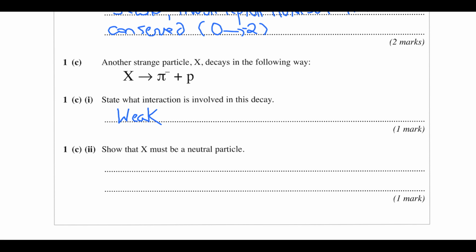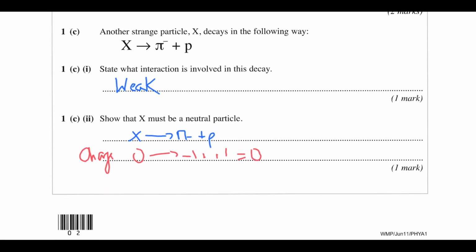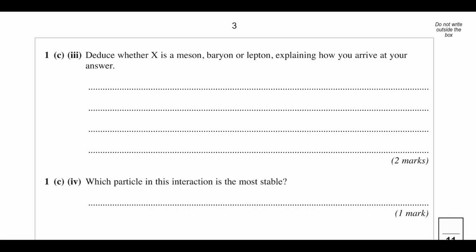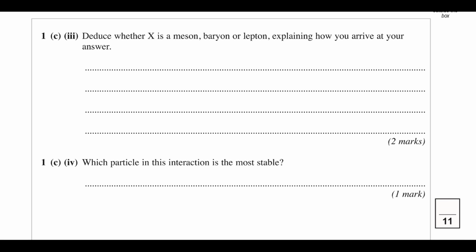Show that X must be a neutral particle. If we look at the equation in terms of charge, we've got it going to -1 plus +1 equals 0. So the charge after is 0, so the charge before must also be 0 to ensure charge is conserved. Okay, so we've got one last part to have a look. Deduce whether X is a meson, baryon, or lepton, explaining how you arrived at your answer.